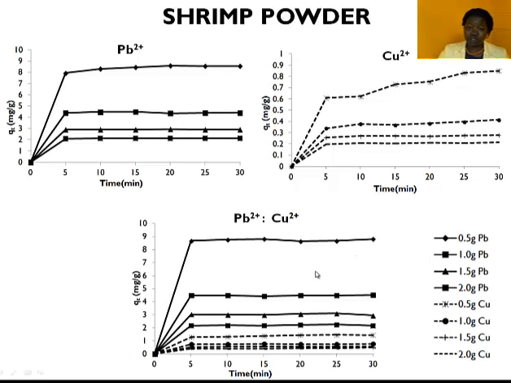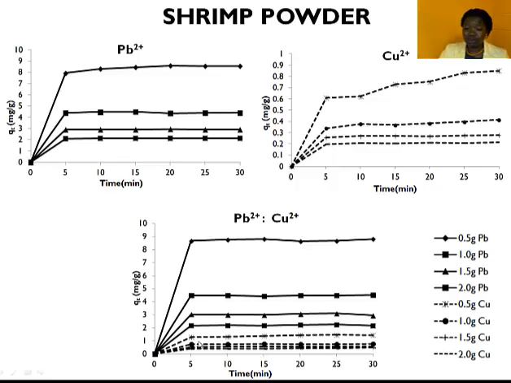at different dosages. We can observe that for the lead removal using shrimp powder, we have a dosage dependent trend, and the 0.5 gram has the highest adsorption capacity, whereas in the copper removal, we also note that 0.5 gram had the highest adsorption capacity, but the trend shows an increase in adsorption capacity with an increase in time, whereby at 30 minutes you obtained a very high adsorption capacity removal for copper.